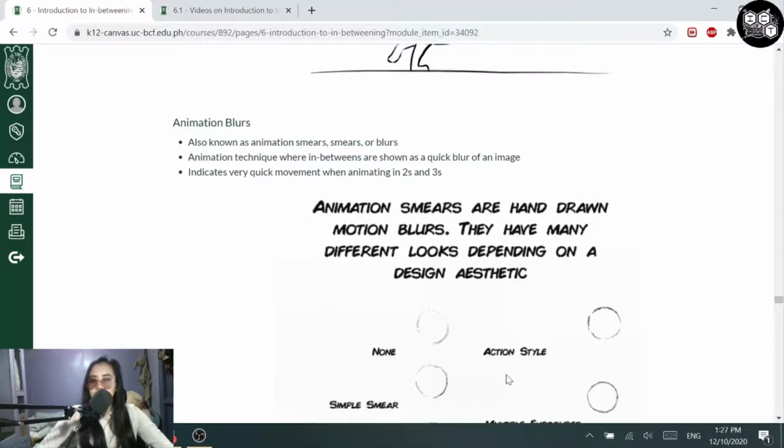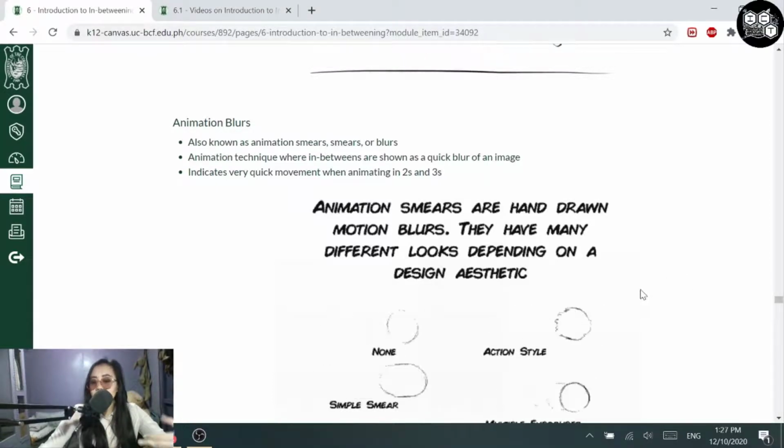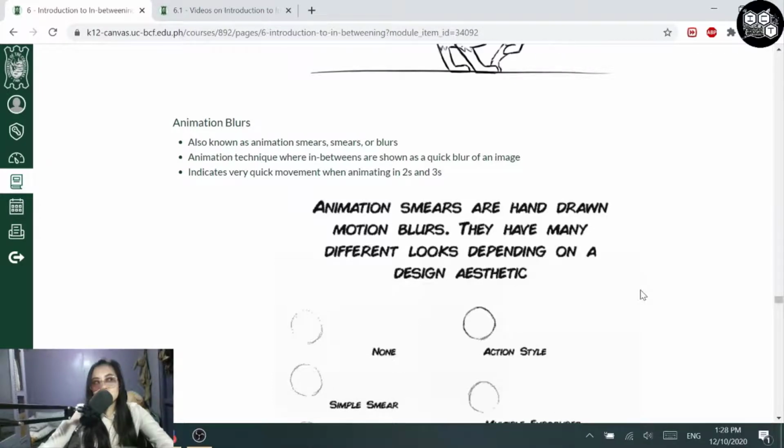Lastly, we have animation blurs. So for animation blurs or animation smears, this is mostly used for animating in twos and threes. So this is kind of like the cheat that you would use to make sure that your twos also have the same quality as your ones. So we have right here different examples that you can look into.